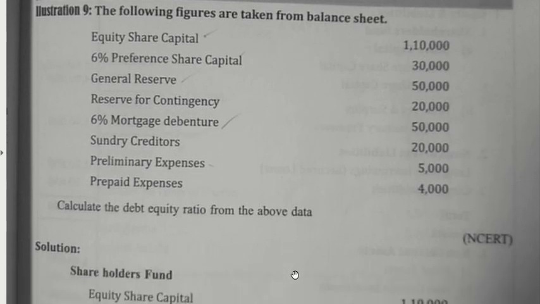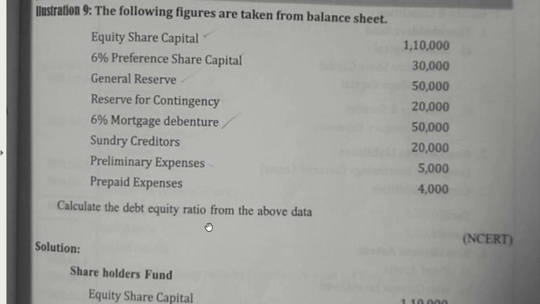The following figures are taken from the balance sheet. They have given equity share capital, preference share capital, general reserve, 6% mortgage loan, sundry creditors, preliminary expenses and prepaid expenses. They are telling us to calculate the debt equity ratio. So what is the formula for the debt equity ratio? The formula for debt equity ratio is long term debts divided by the shareholders funds.